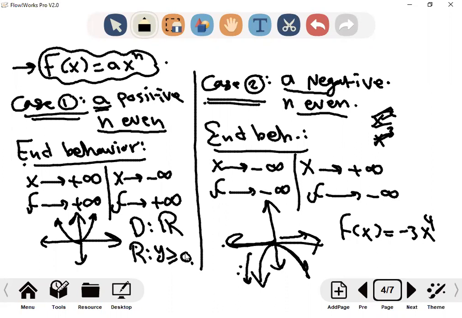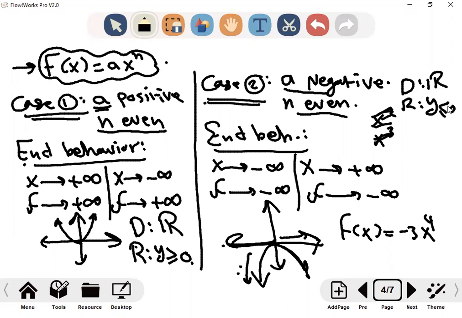Case 2: If A is negative and N is even, what did we say the domain is always? The domain is R. The range will be Y less than or equal to 0. Got it? Because N even always gives positive, but it is always multiplied by a negative. So negative times positive is negative. Got it? So the domain is R and the range will be Y less than or equal to 0. Did we understand the idea? We did.